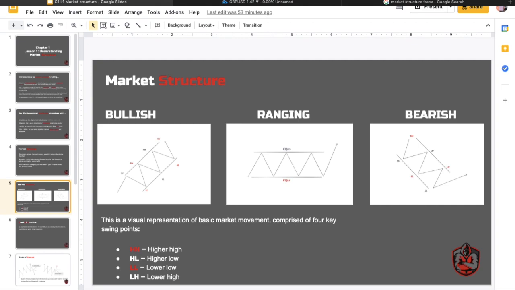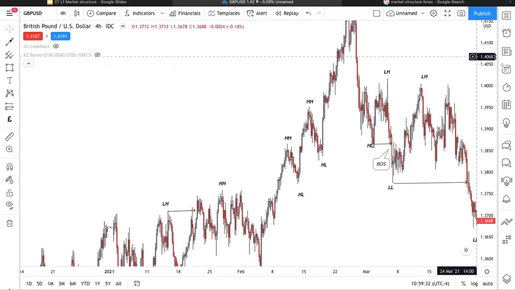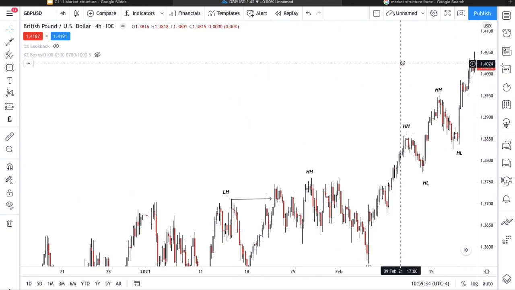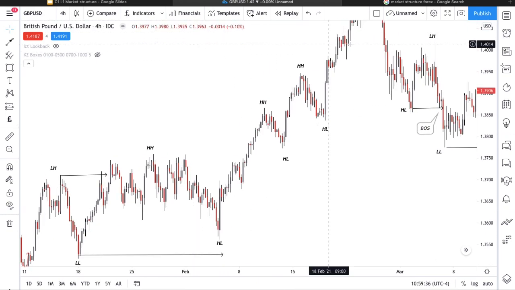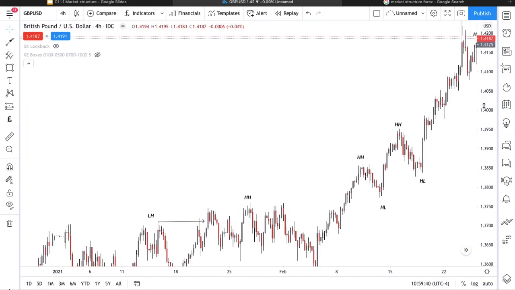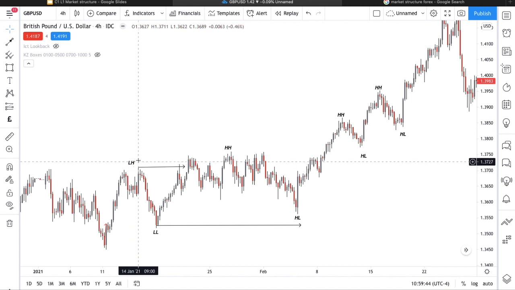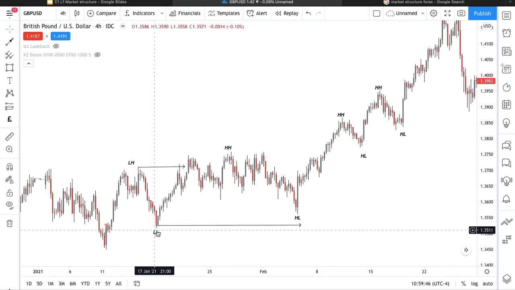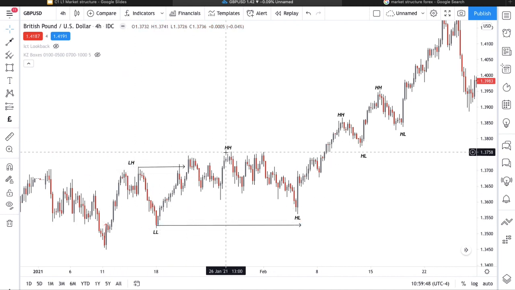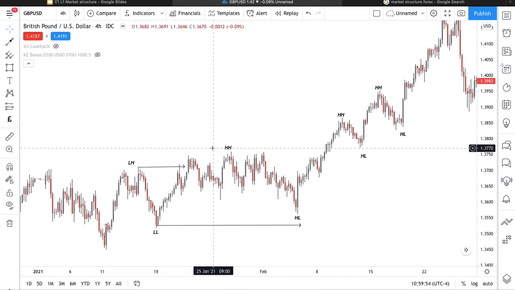Now, if I just show you an example on GU, right over here, we can clearly see price is printing a series of higher highs and higher lows, right? So as we can see here, this was a lower high, then we have a lower low. Price impulses over to the upside, closing above this lower high over here, therefore printing a new higher high.